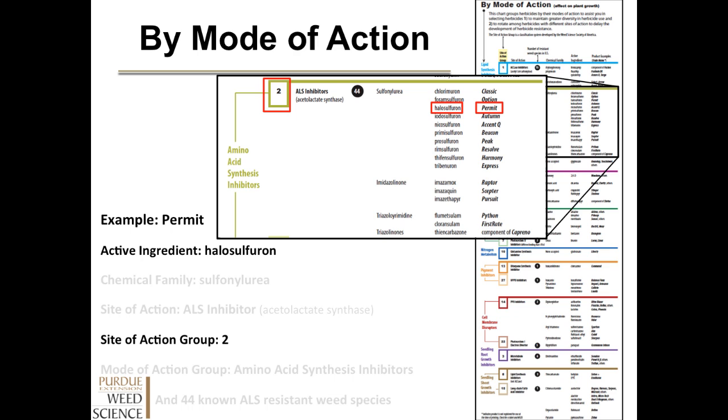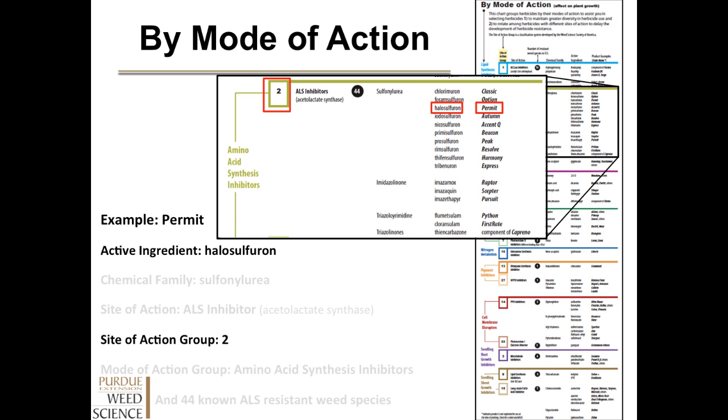So the way we want you to be using these charts, the things you're really going to be paying attention to is either looking it up by its trade name, that would be Permit, or its active ingredient, which would be halosulfuron, and then lastly, you'd be looking for that site of action number. Again, just writing down the number is good enough rather than writing down the long, complicated scientific names. So for this one, you'd write down that Permit is site of action number 2.